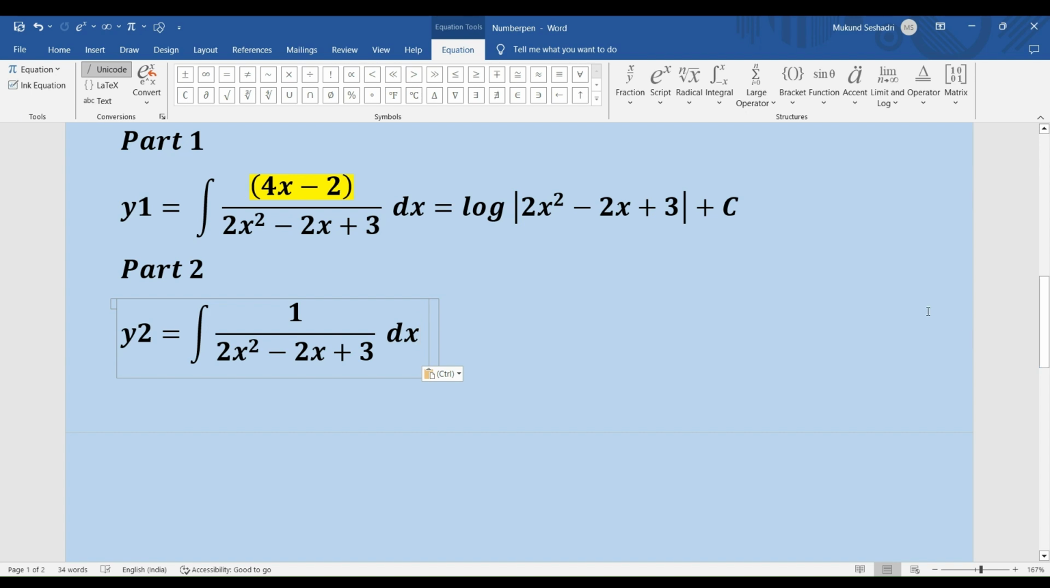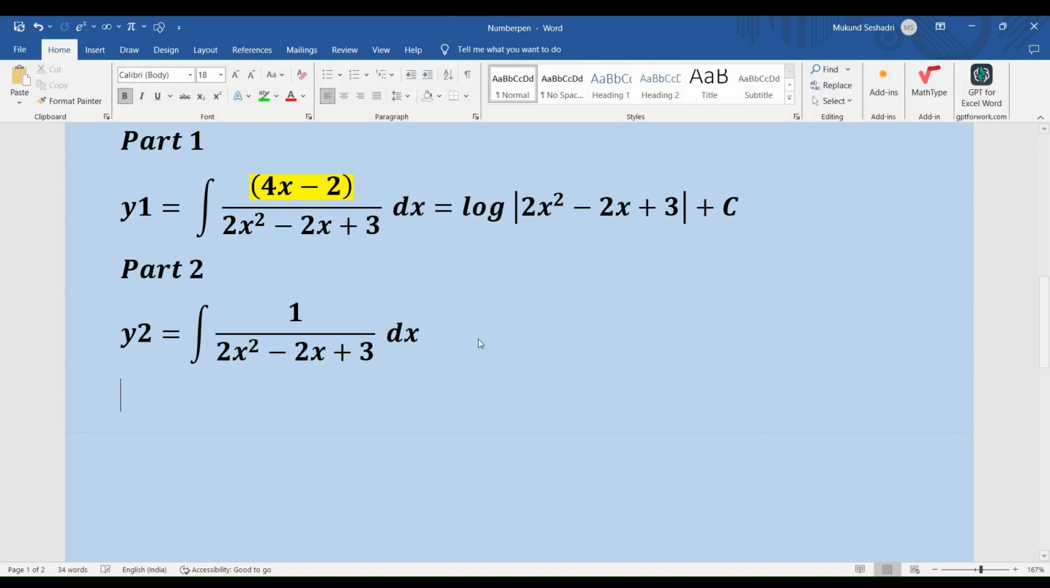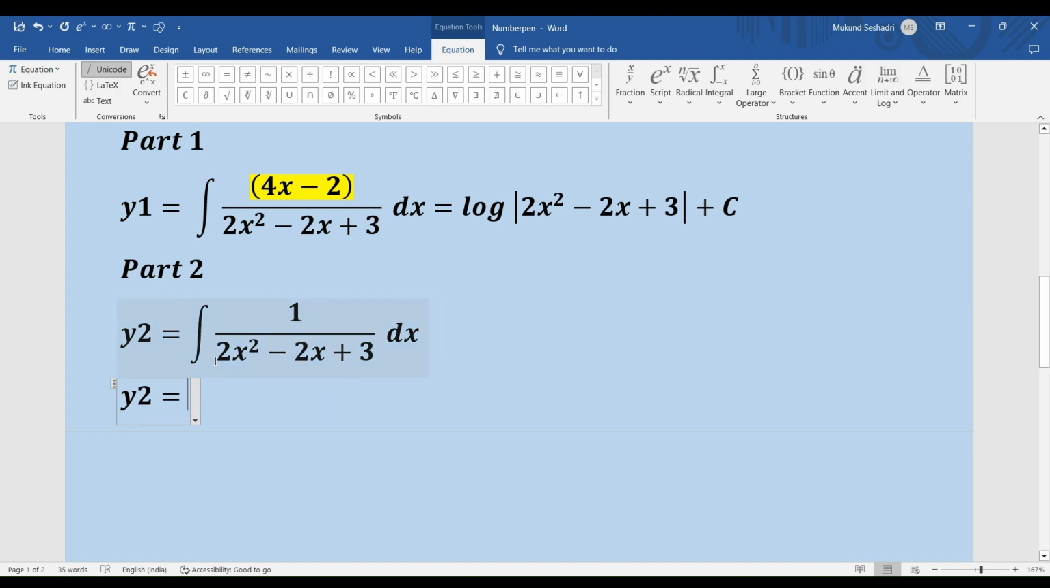So what I'm going to do is I'm going to park y2 aside, just pick up the quadratic expression, which is your 2x square minus 2x plus 3. So let me pull out the 2 first. And what do I get? I get 2 times my entire expression becomes x square minus x plus a 3 by 2, right?